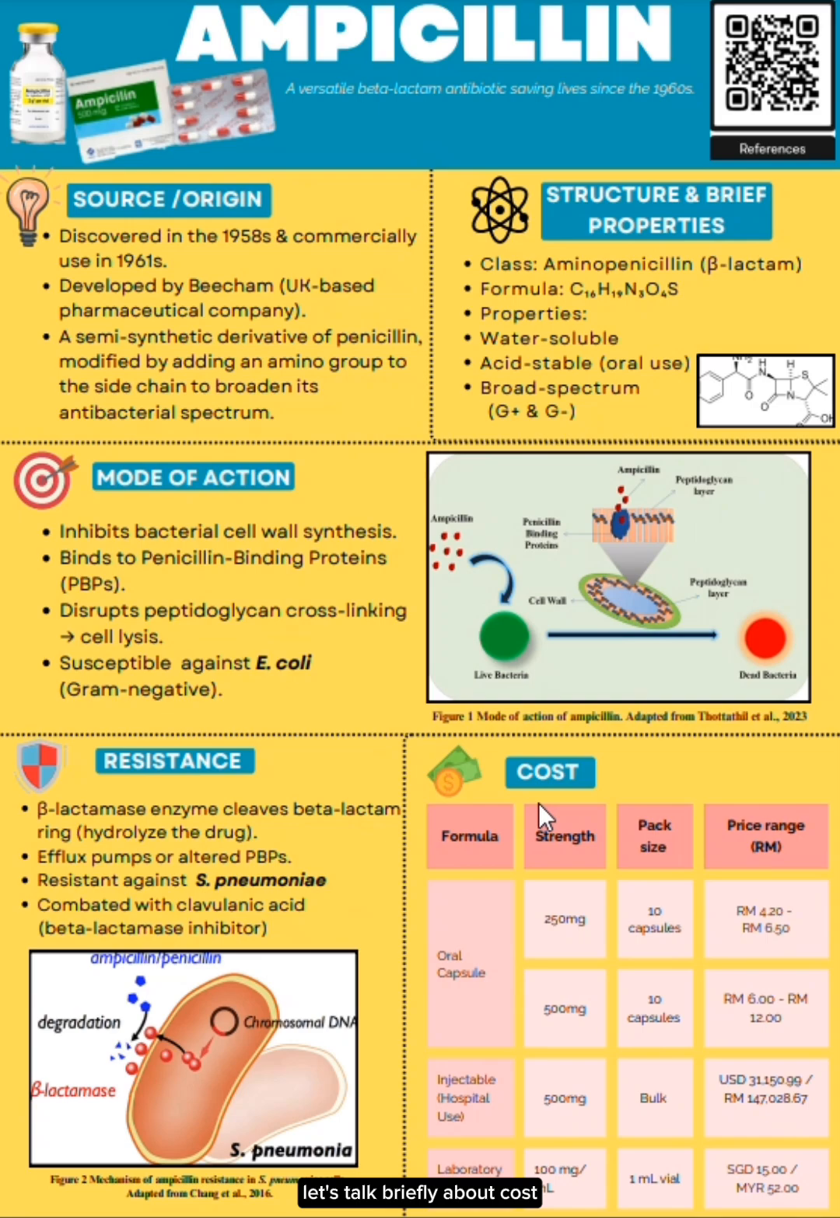Let's talk briefly about cost. Ampicillin is generally affordable. 250 mg of 10 capsules costs around 4 ringgit to 7 ringgit, while 500 mg that contains the same 10 capsules costs around 6 ringgit to 12 ringgit. In hospitals, bulk injectable packs cost around 147,000, while in laboratories, a 1 ml vial at 100 mg per milliliter is around 52 ringgit. So for regular use, it is considered low cost and accessible.